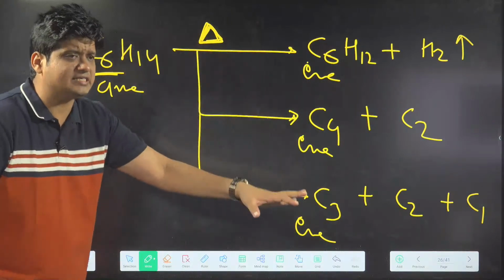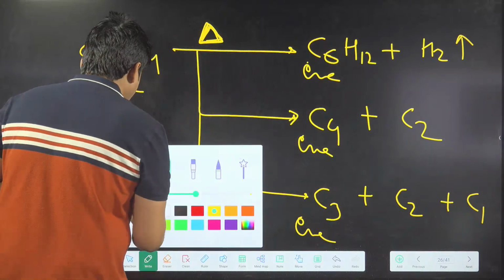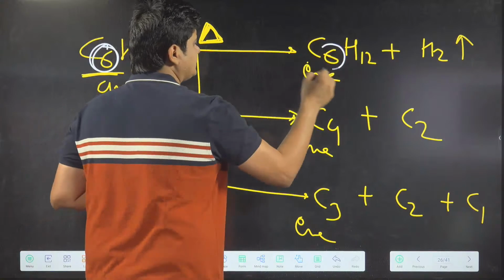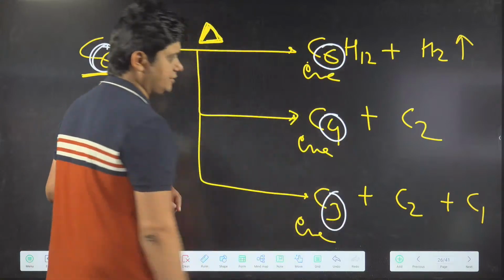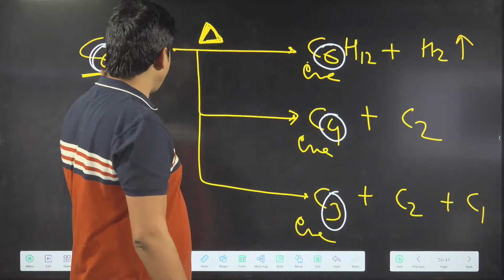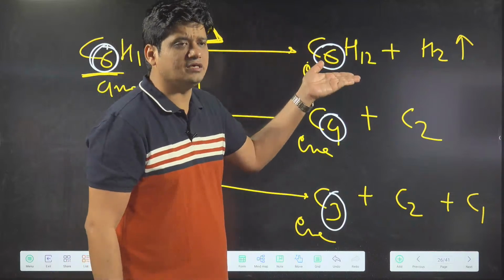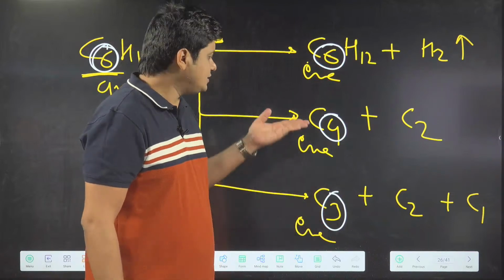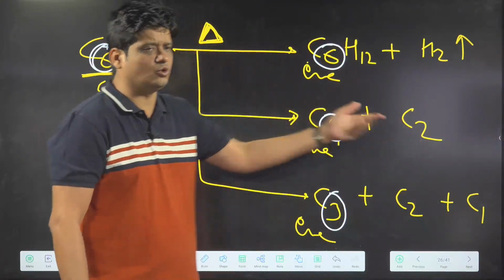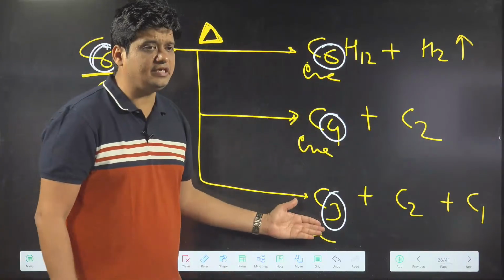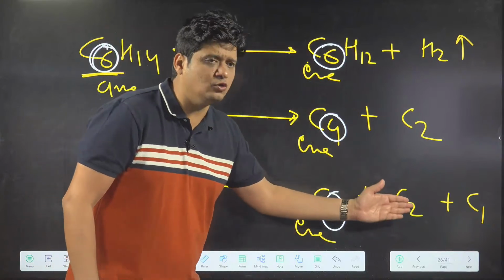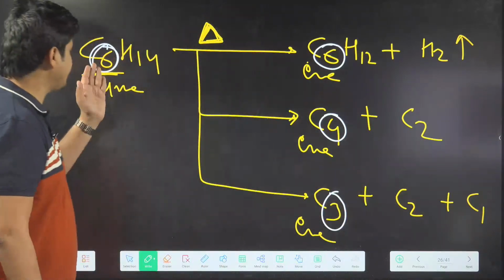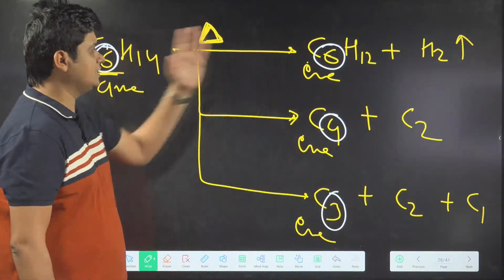So how to memorize? Very easy to memorize. Listen carefully. C6, C4, C3. This is an alkene. This is C4, so another is C2. Total count is 6. This is C3, so the lower fragment is C2 and the next fragment will be C1. So 3 plus 2 plus 1, 6. 4 plus 2, 6.